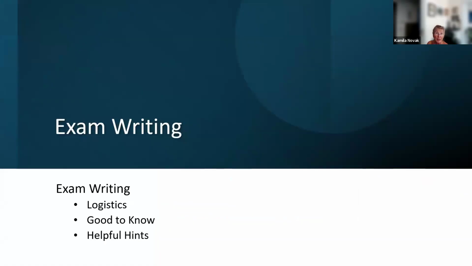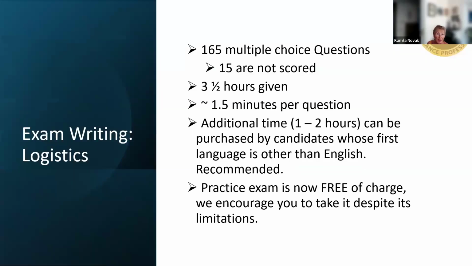So first of all, let me recap again our typical exam writing tips. As you probably remember, there are 165 multiple choice questions. 15 of them, nobody knows which ones. I mean, nobody like me, you, your colleagues taking the exam, we do not know which ones are not scored. They are not the first 15 or last 15. They will most likely be scattered across all of them. You have 3.5 hours, less than 2 minutes per question, which is quite short a time.